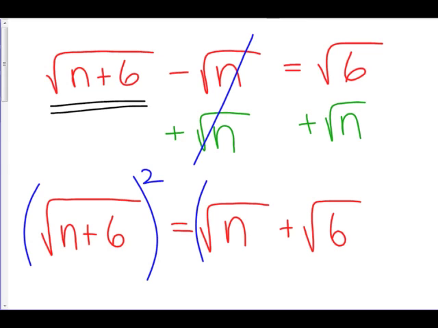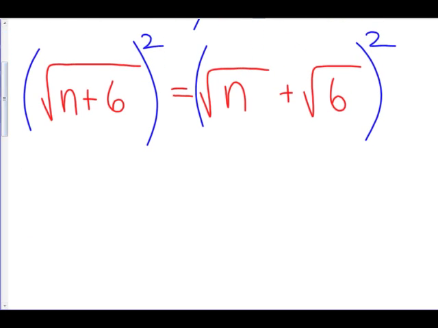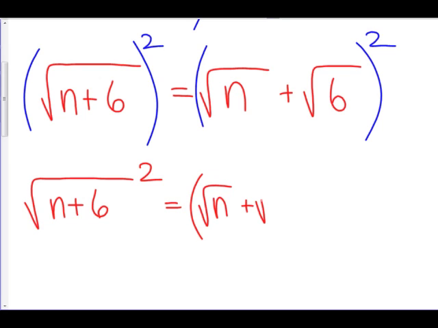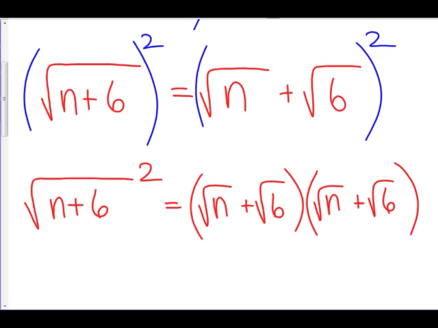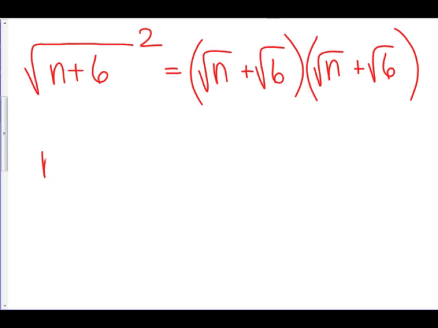And if we do it to the right-hand side, that means that we have to square that entire binomial, meaning distribute the binomial to itself. Now, root n plus 6 squared, we'll just leave that as root n plus 6 squared. The square root and the square will cancel out. And I'll rewrite root n plus root 6 twice, because we're squaring it, meaning we're multiplying it by itself. Now, root n plus 6 quantity squared, the square root and the square, they cancel out. So we're just left with n plus 6.